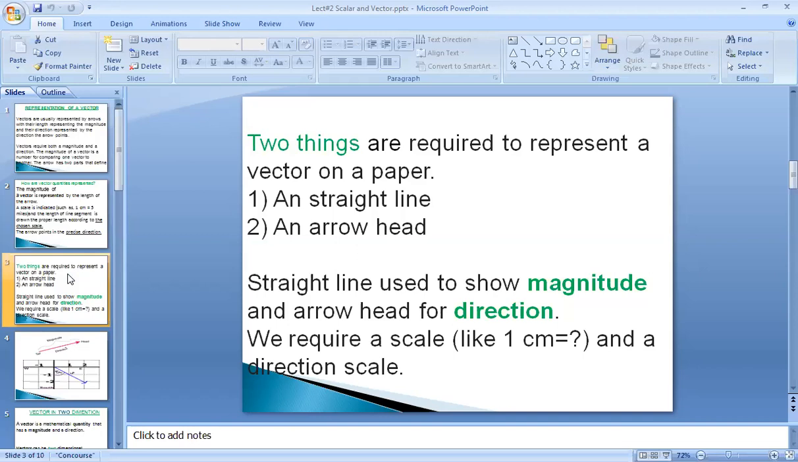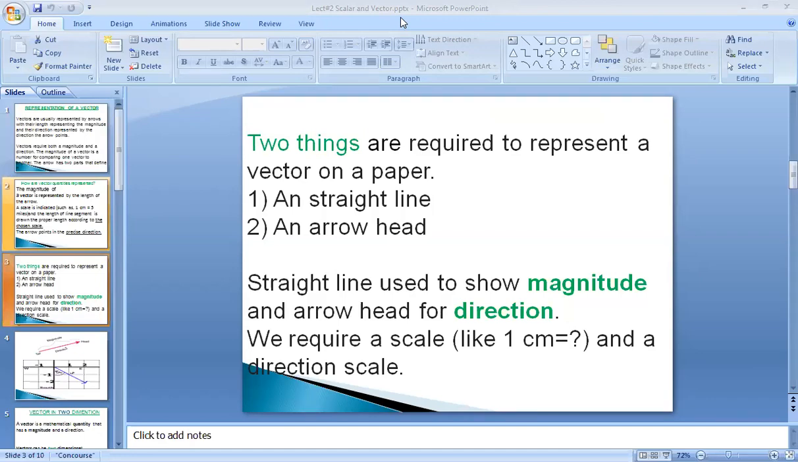This is very important. In very simple and summarized words, two things are required to represent a vector on a paper: number one, a straight line, and number two, an arrowhead. A straight line is used to show magnitude and the arrowhead for direction. And this is also related to the practical work. So we require these two things. How can you understand that?